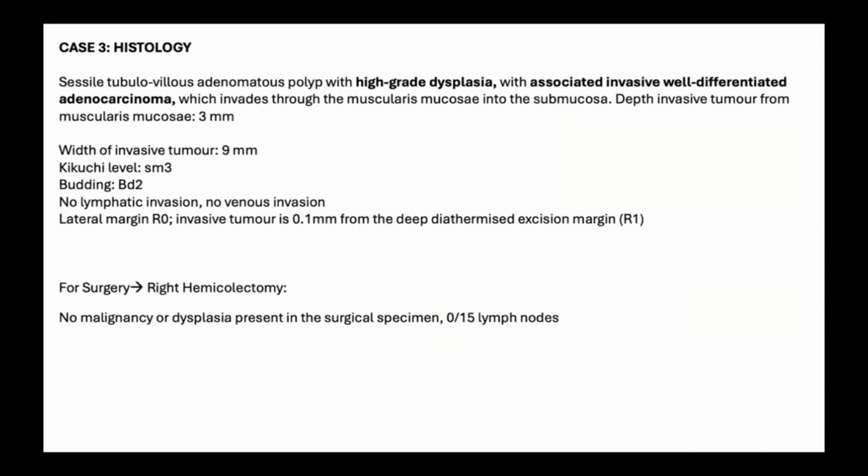We found that it was high-grade dysplasia with associated invasive, well-differentiated adenocarcinoma. The depth of invasive tumor from the muscularis mucosa was 3 millimeters. So it was a lateral R0, but R1 in the deep margin, with a deep diathermy excision margin. So it was R1 or Rx.